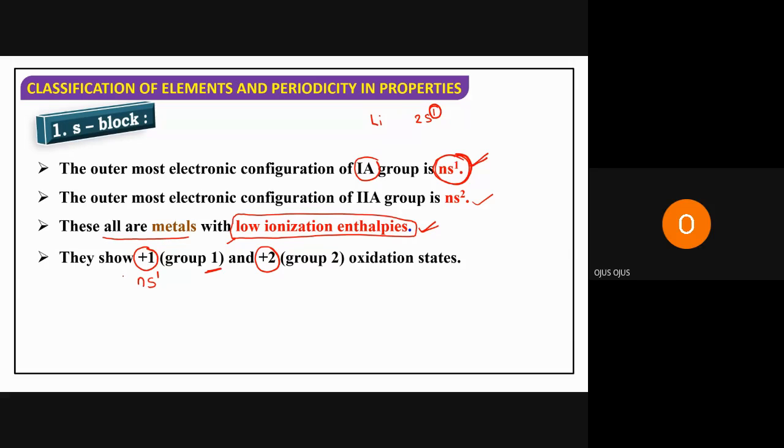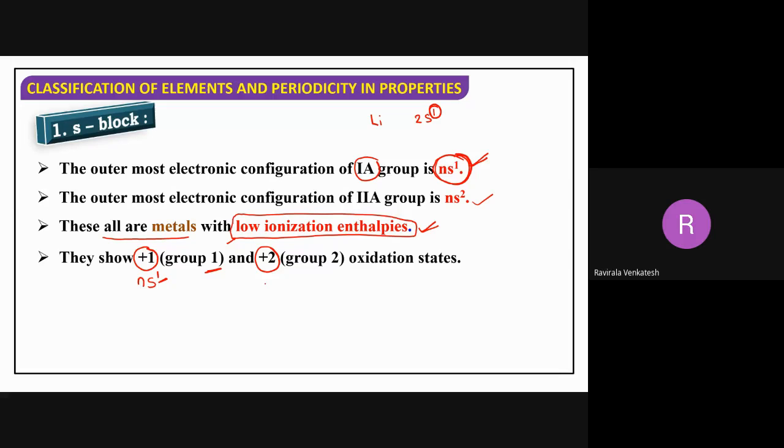That means in the outermost shell, the valency shell, only 1 electron is there. It can lose only 1 electron. If it loses 1 electron, the oxidation state will be +1. Plus means how many electrons it is losing. How many? 1. So +1.